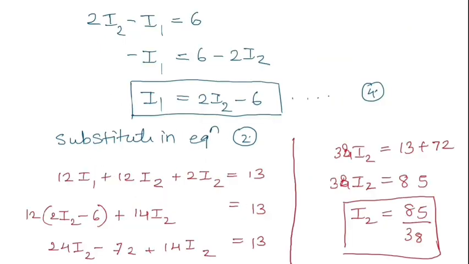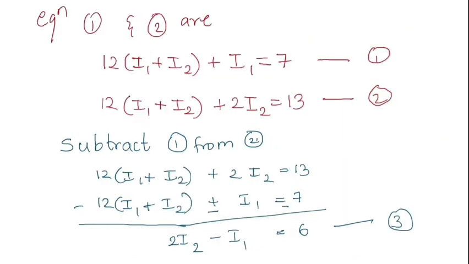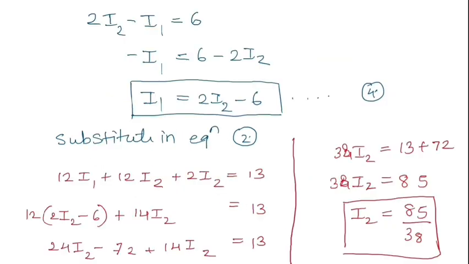Now by substituting this I1 value, that is 2 I2 minus 6, into either equation 1 or 2, you will get the value of I2. Look here, I have solved it and I have got the value of I2 as 85 by 38. What I have done is simply substituted equation 4 in equation 2. Simple. First I subtracted and then I substituted.